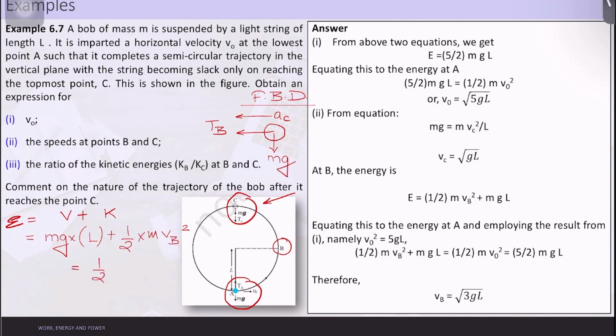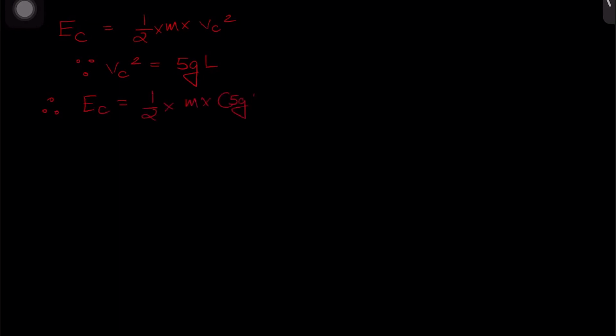So it is equal to half m into vC square. What is vC square? We just calculated it, it's 5gL. So we can directly calculate vB. Energy at C is half m into vC square, and vC square is 5gL. Therefore, EC is half m into 5gL, or 5mgL by 2. Okay, so this is easy.